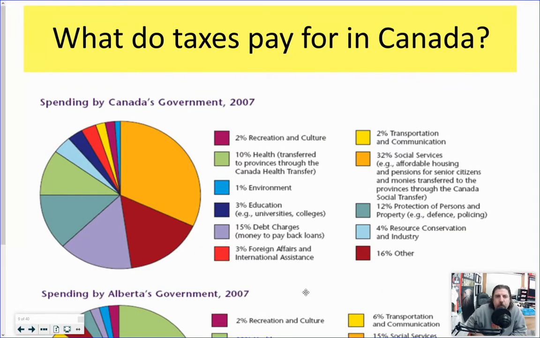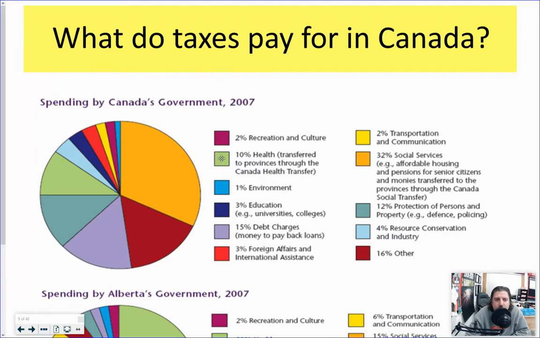Here's a diagram from your textbook that talks about what taxes pay for in Canada. First is a diagram that shows the Canadian government back about 14 years ago. It seems like 32% of what they spend on is social services, affordable housing, pensions for senior citizens, monies transferred to the provinces through social transfer. So that's 32%. The next highest would be debt. Well, when you are spending more than you're bringing in, you are going to incur a debt. And so over time, you have to pay interest for those debt charges. So that's 15% of our whole spending based on debt charges.